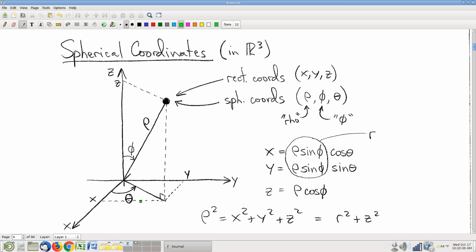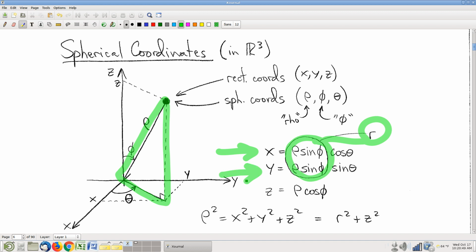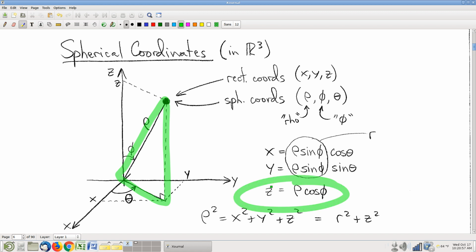The big idea is to remember that, based on looking at this triangle, r is rho sine phi. Once you make that realization, you're two-thirds of the way there. x is r cosine theta, y is r sine theta. We already knew that, right? So that's easy. And then, based on looking at the same triangle, it's not hard to see z is rho cosine phi.